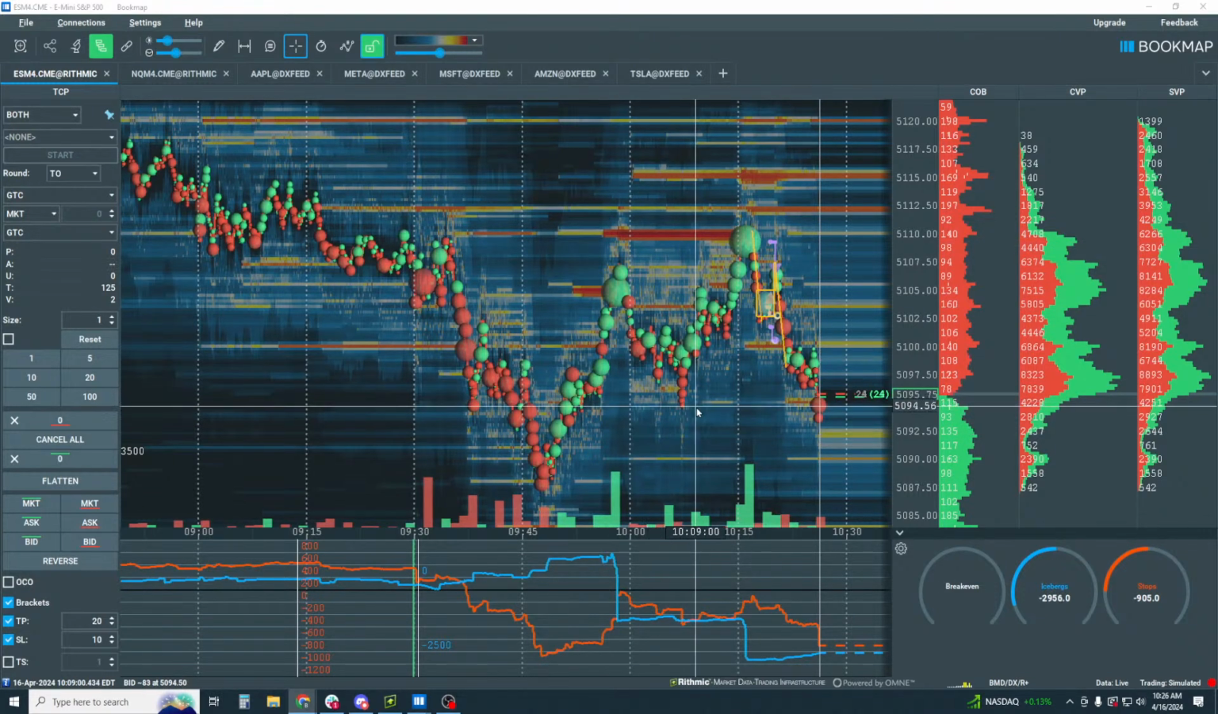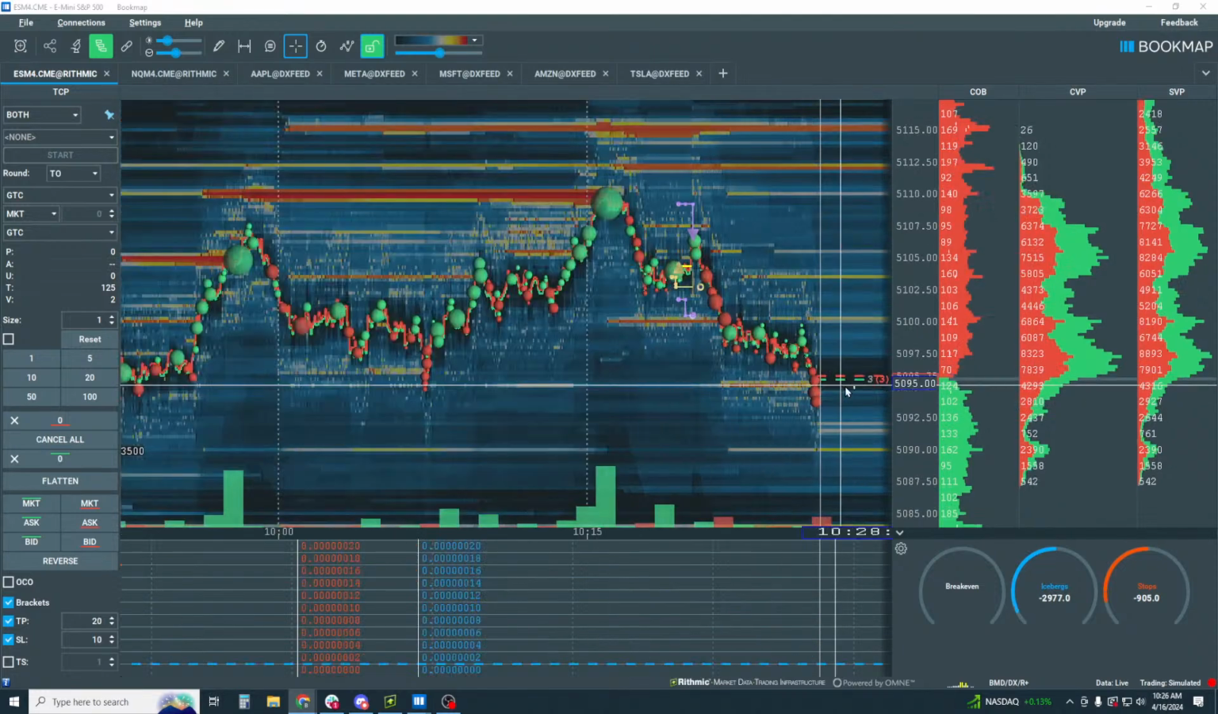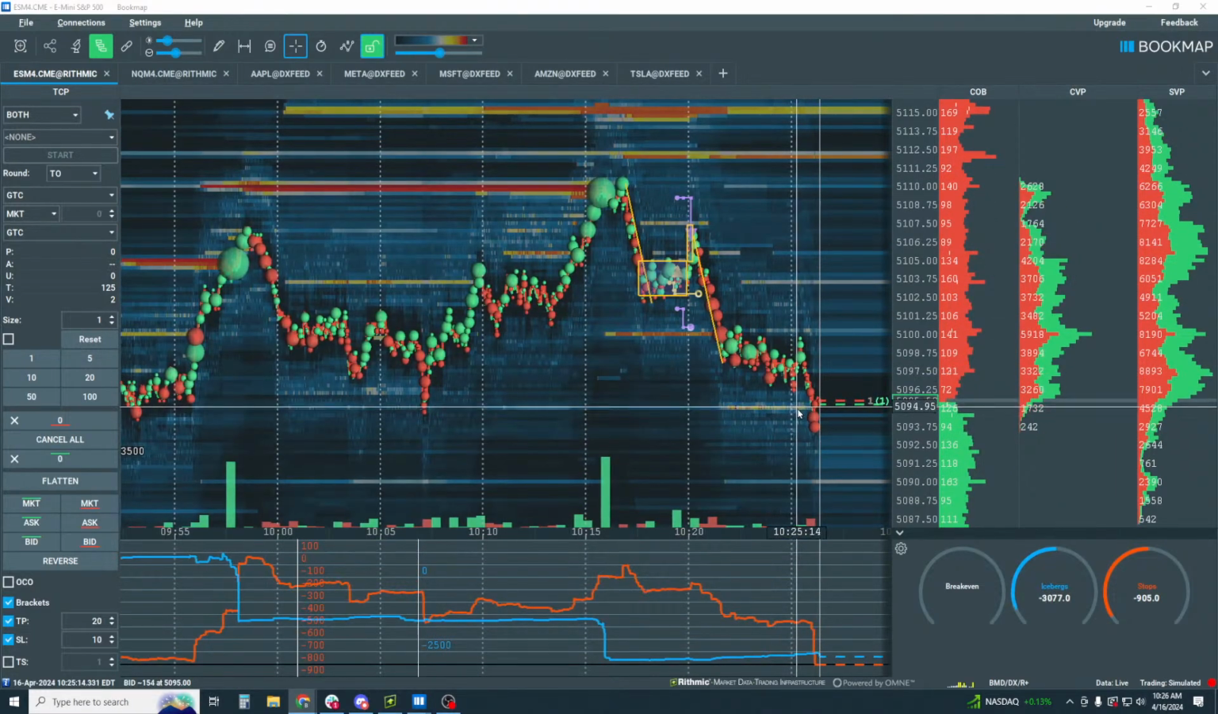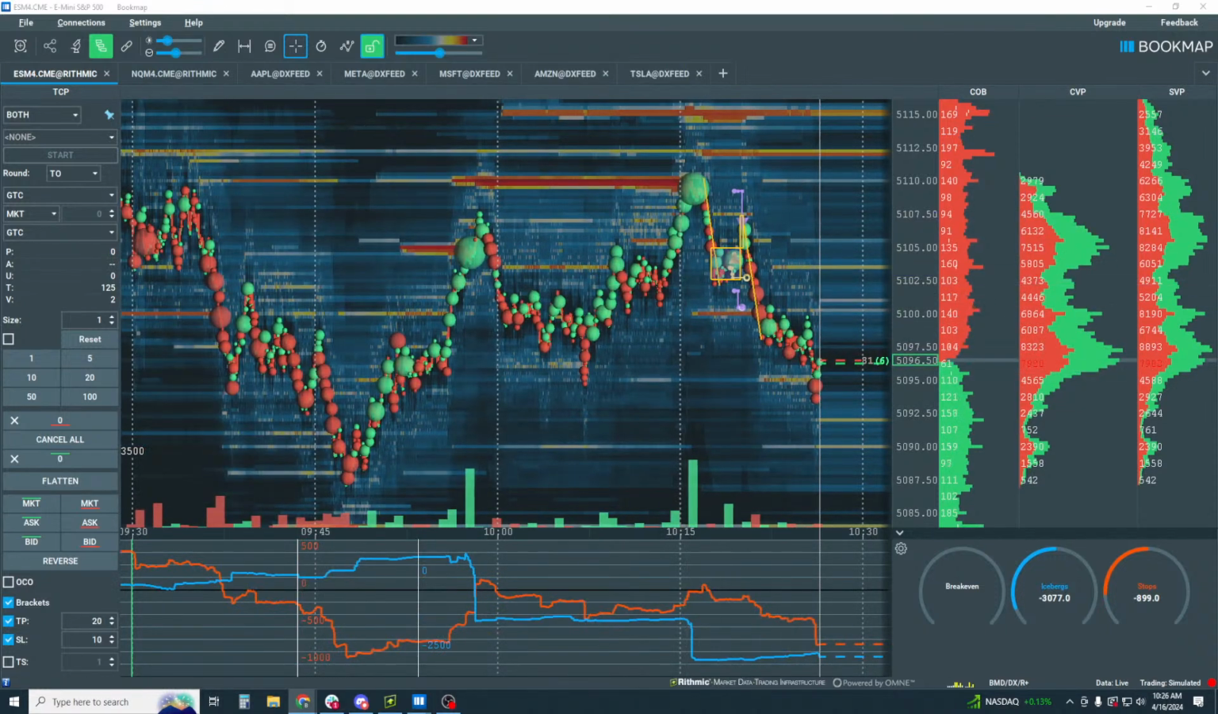Okay, so yeah, we see sellers continue to hit the bid into high liquidity down here, and we'll continue to look for these patterns. Let me see if there's any questions.